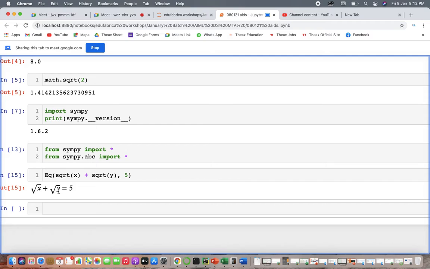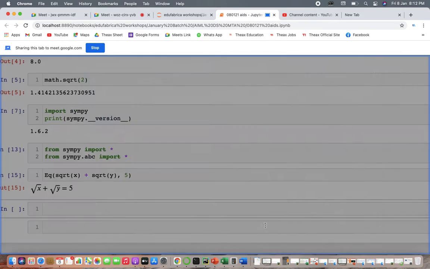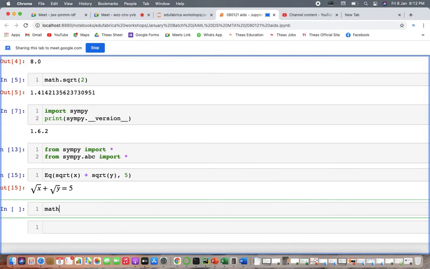Now why I was saying that if you're using math.sqrt and I just want to write the value of under root 8, if anyone can tell me. Under root 8, how do we naturally write that thing? What is under root 8? Anyone? Under root 8?